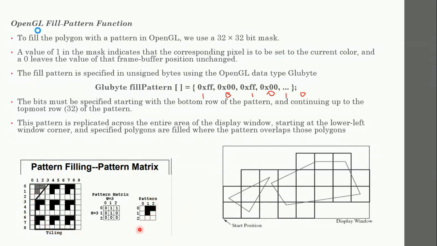Now suppose you have a display window in this manner. See, imagine a display window, and you have got two polygons here. You have a triangle here, and another polygon in this manner. Okay, now you want to fill this particular polygon with a certain pattern. So how will you start?